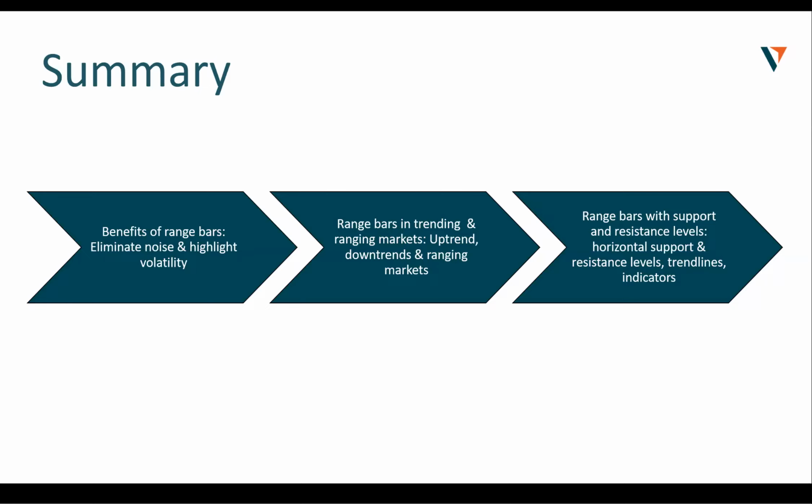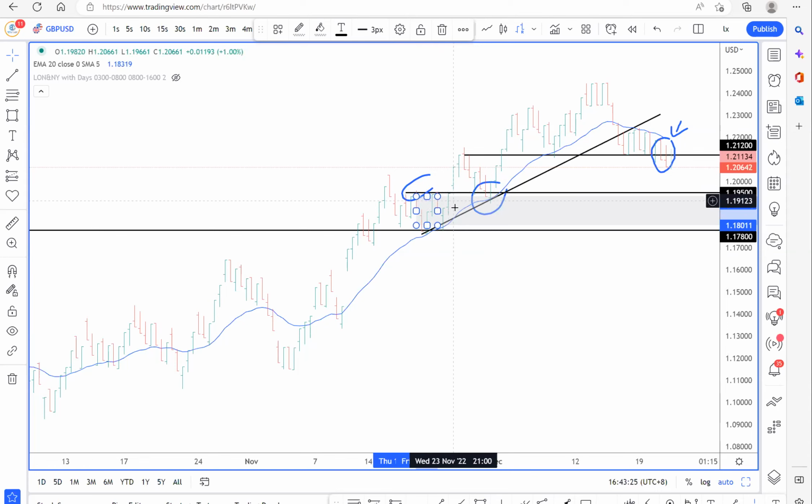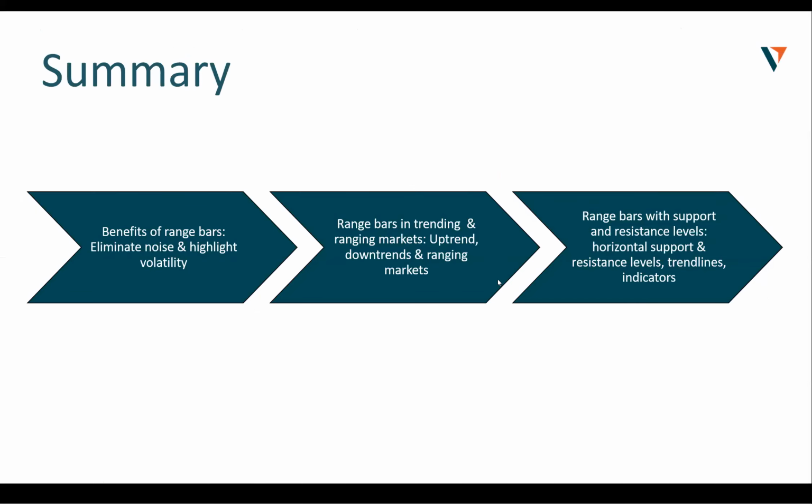When range bars consolidate, you see areas where you have a number of range bars moving in a small area, respecting both the support and resistance levels. They can act as demand and supply areas. So that's one way. In a ranging market, if prices are respecting both support and resistance, we want to wait for a breakout, either a break above the resistance or a break below the support, before taking any trades.